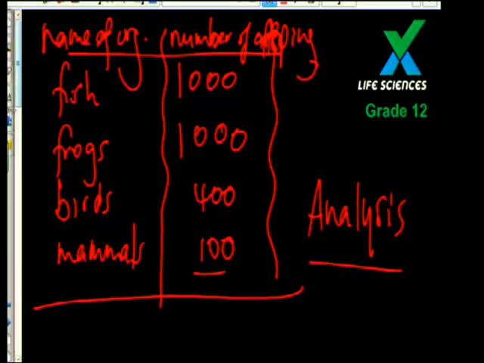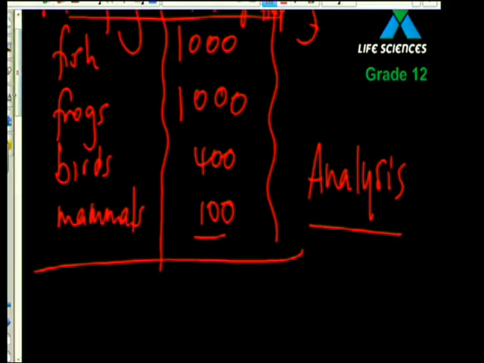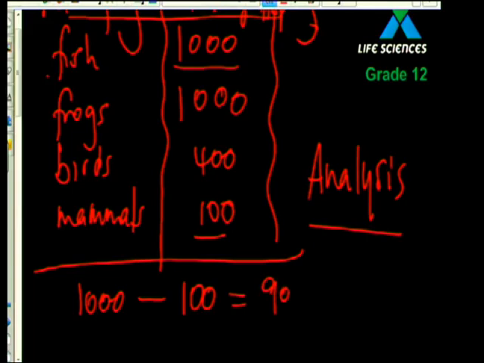What is the difference between the number of offspring produced by the fish and mammals? Now we have to do a calculation, but we have to analyze first. Look at the table: 1,000 minus 100, and it won't be so easy. I'm giving you this so that you can understand what to do in a table like this. It equals 900.